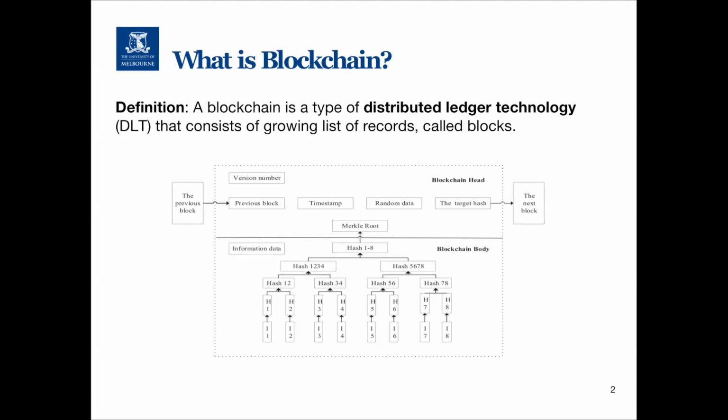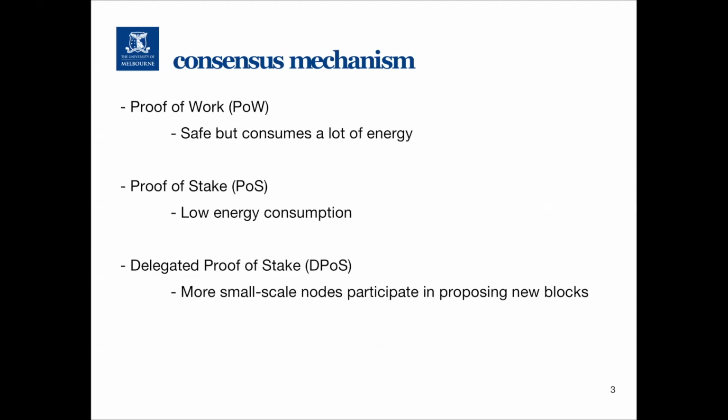Firstly, what is a blockchain? A blockchain is a type of distributed ledger technology that consists of a growing list of records called blocks. At present, blockchain has been applied in various fields, especially cryptocurrencies. As an important part of blockchain technology, the consensus mechanism promises consistency of the blockchain system.